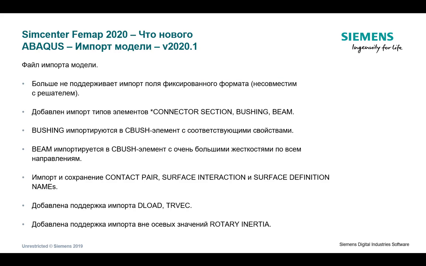To finish off the solver support section, we're going to talk about Abacus. There were things done for both model import and model export in 2020.1. For model import, we no longer support import of fixed field format files because they are no longer compatible with the solver. We added import of star connector section types, bushing and beam elements.